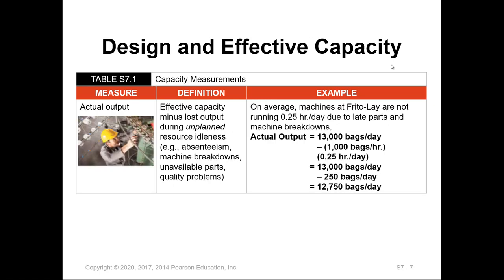There are other factors that will affect the machines, such as breakdowns and late part arrivals, which will count for another 15 minutes per day. Subtracting that from the total, we have 0.25 hour, which is a quarter of an hour. We have that multiplied by the 1,000, that's 250 bags. So we are losing another 250 bags, and then the total will be 12,750. So the actual output is even less than the effective output that we expected.